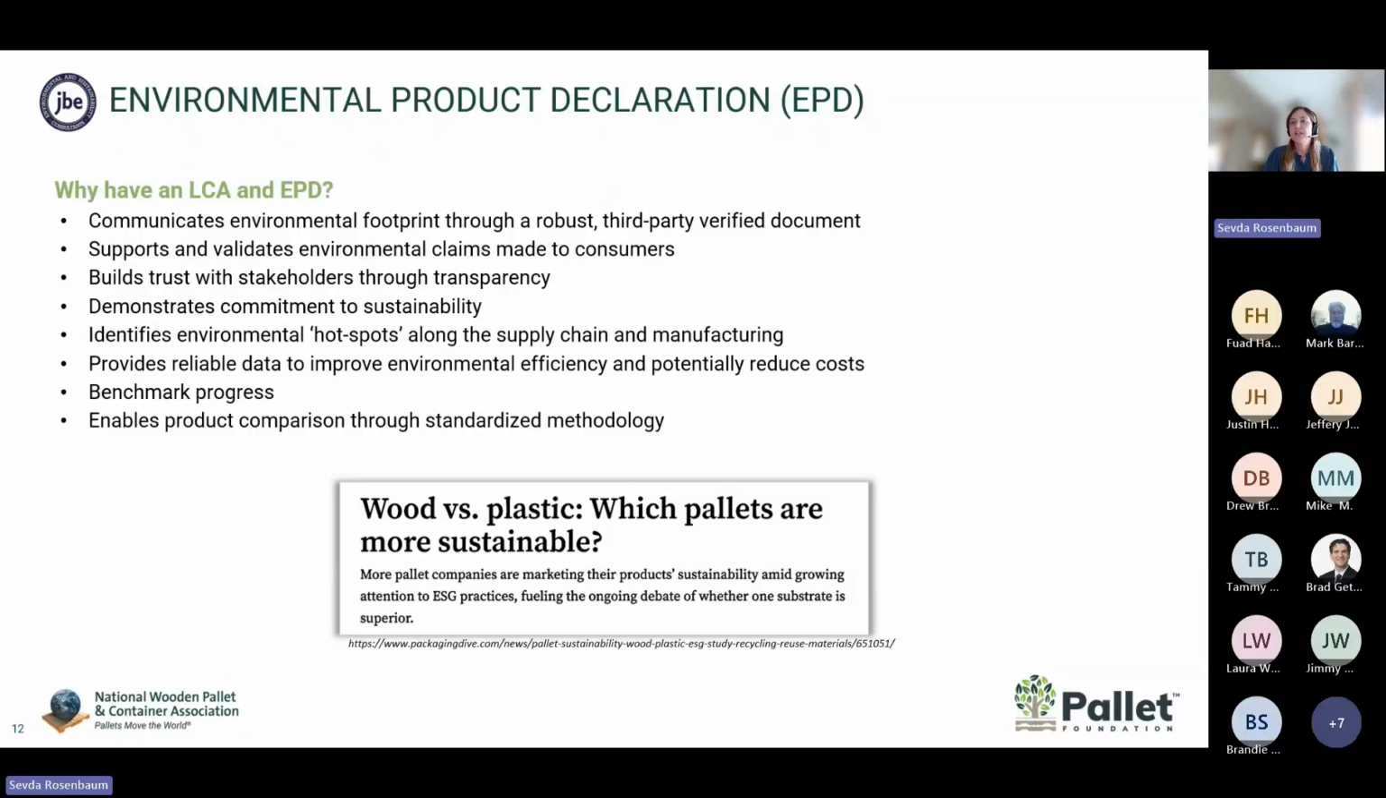And here are other benefits of LCAs and EPDs. They support marketing, but they also support internal improvement, in terms of helping to improve the system efficiency and sustainability of your system. You can go through the details and again, reach out to us with any questions.